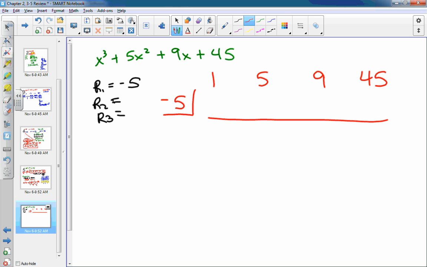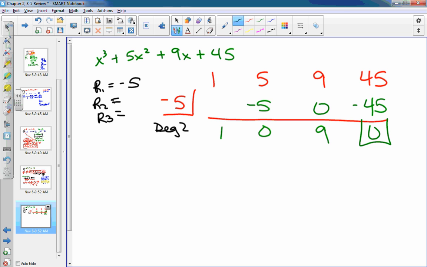I do synthetic division. I drop down the 1. That gives me -5. That gives me 0. This gives me 0. That gives me 9. This gives me a -45. What degree is this? This is now degree 2. Is that what I want it to be? Yes. So what is the polynomial that I need to use now?